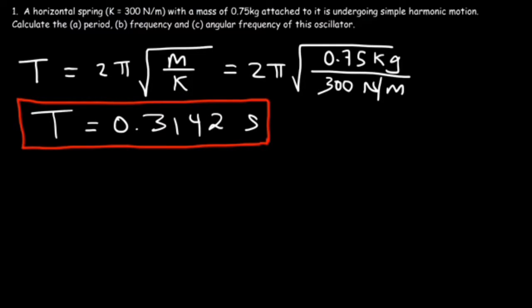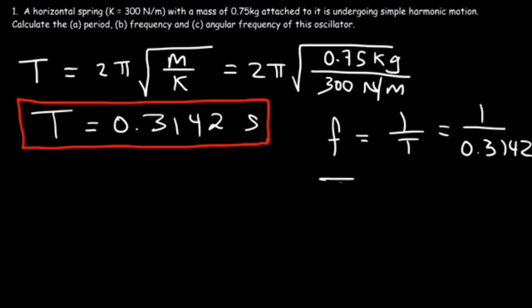Now part B, what is the frequency? Frequency is 1 divided by the period. So it's 1 divided by 0.3142 seconds. So the frequency in this problem is 3.183 hertz.